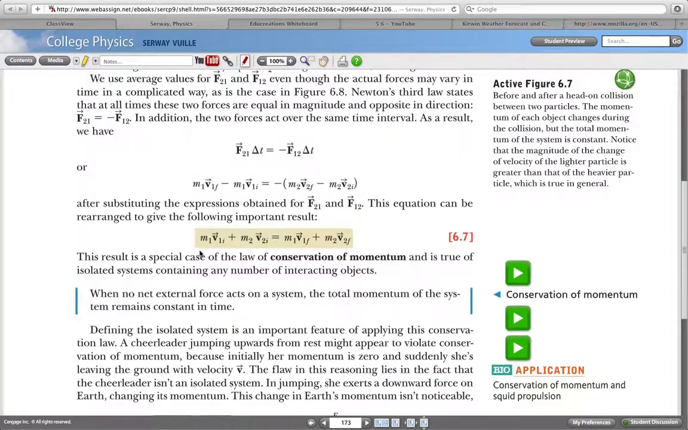So here's the equation you end up with, the conservation of momentum equation. Mass 1, V1 initial. Notice the V is a vector. Plus mass 2, V2 initial equals mass 1, V1 final plus mass 2, V2 final. And you can extend this to as many different particles as you want.